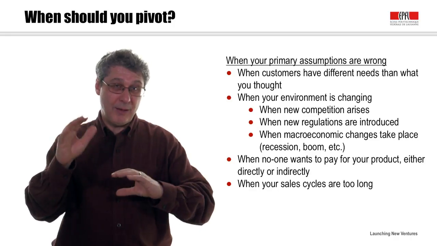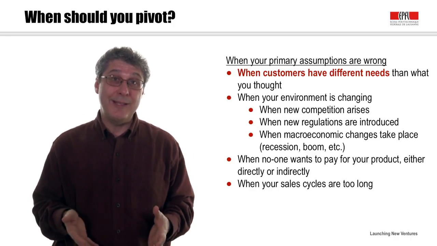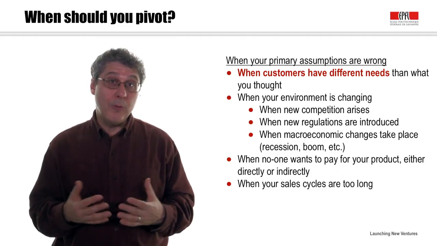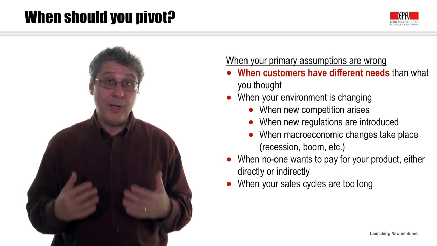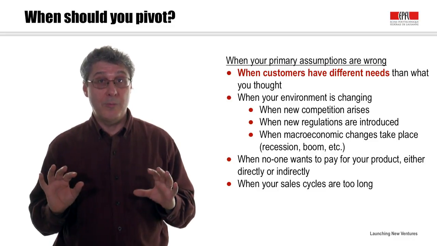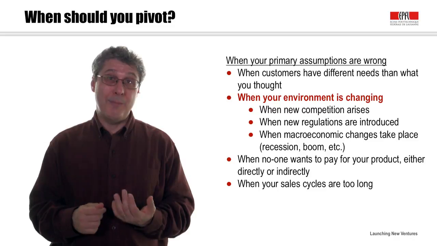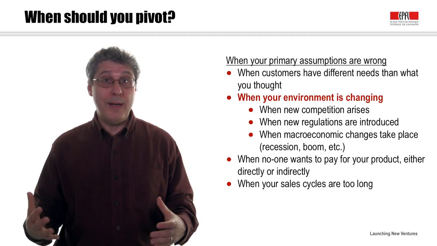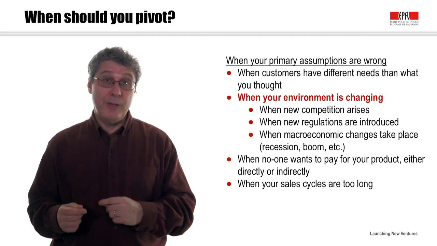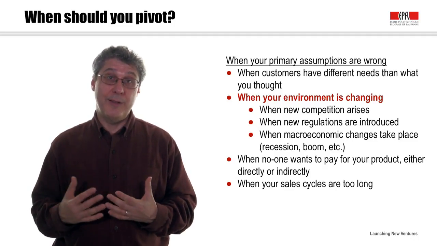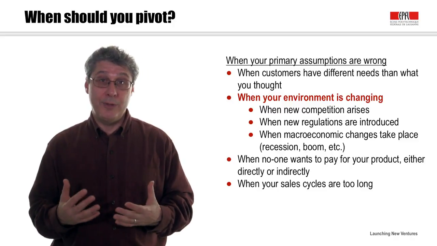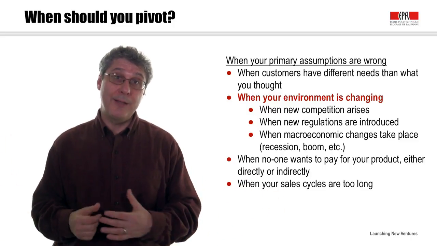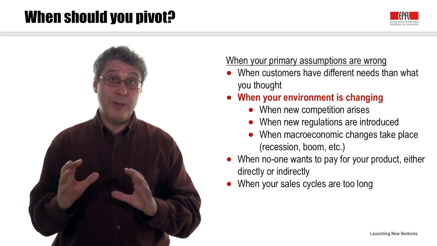And there are different variations of this in my list here. Customers have different needs than what you thought. That's one assumption that you make. You could have other assumptions about demographics, et cetera, but customers is a big one. And if you find out that they have different needs than what you thought, then that's a very clear signal that you may want to pivot. If your environment is changing, what does that mean? Well, for example, you have new competition. Some well-funded competitor enters the same space that you're in. Or new regulations are introduced or other sort of government interventions. Or macroeconomic changes are taking place. So in other words, if there's a recession that's starting after you started your company, or a giant boom, so people have more money to spend, that's also something that calls you to rethink what you're doing.